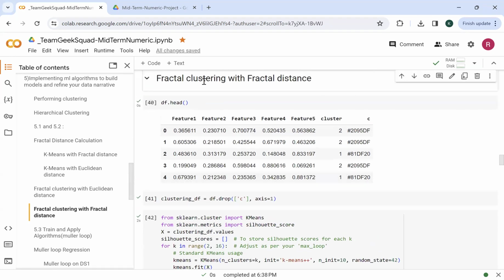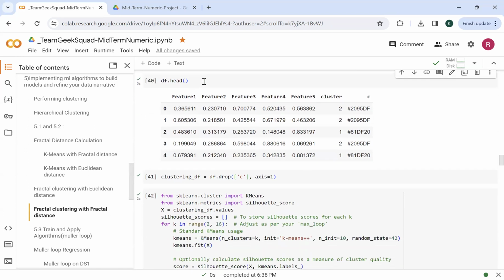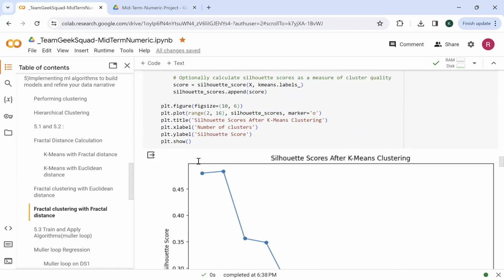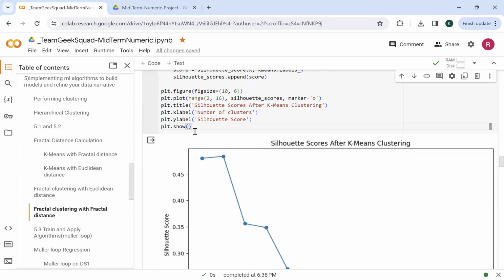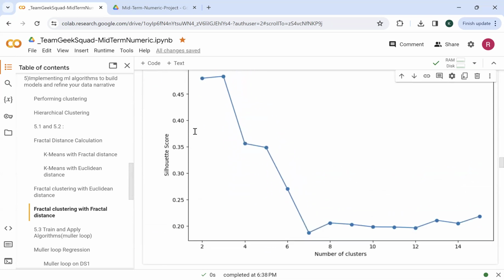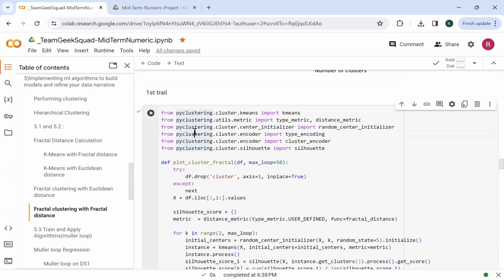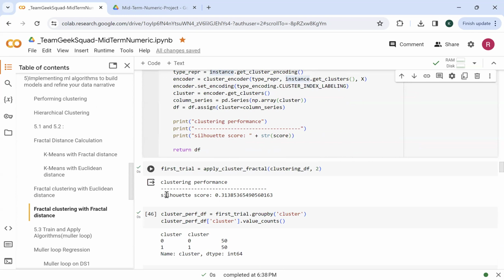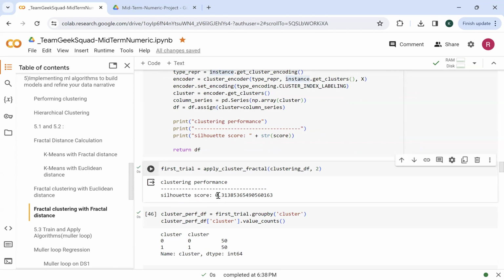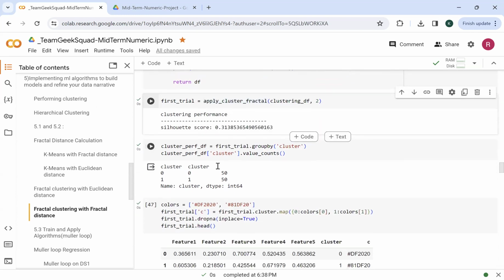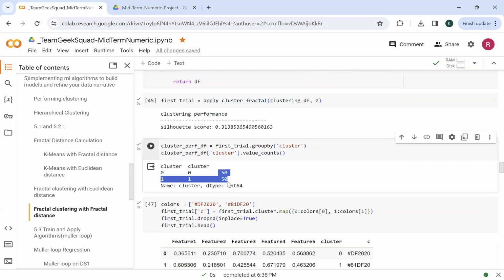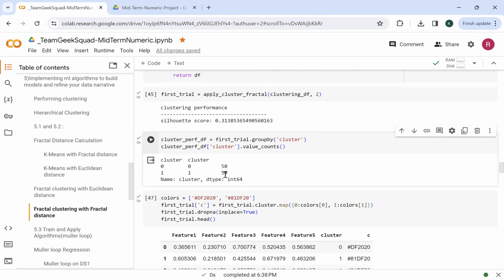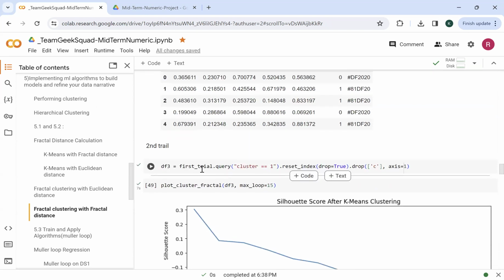Next, we'll have the fractal clustering with fractal distance. Similarly, we found the silhouette score and SSC values, and plotted the graphs. In the first trial, we got a silhouette score of 0.3. And for the clusters, we got 50 and 50. Here we cannot identify the golden cluster. So let's take a look at the second trial.